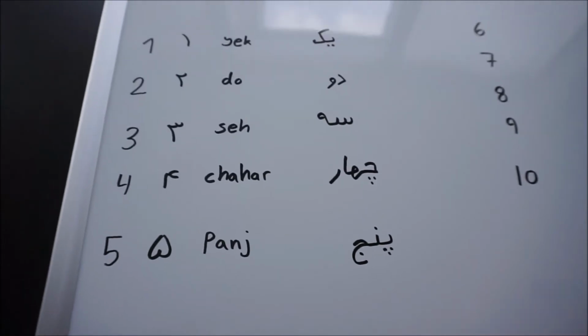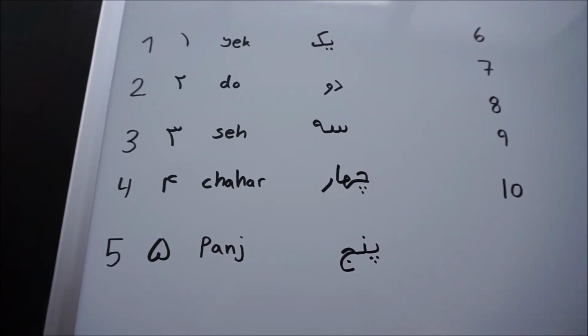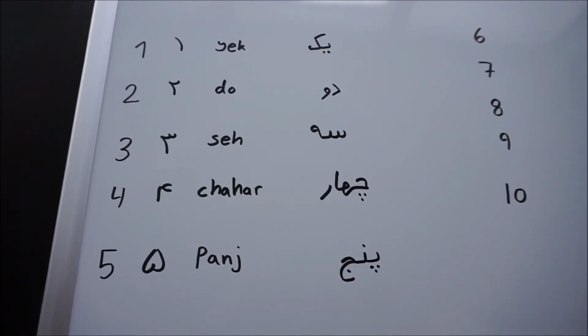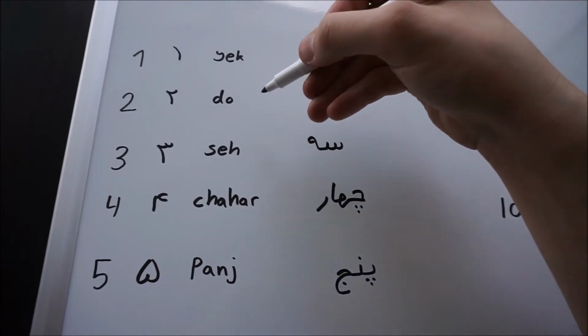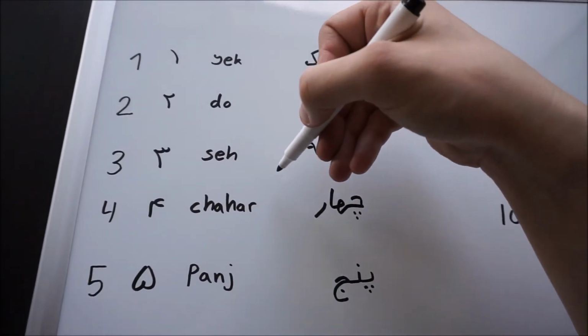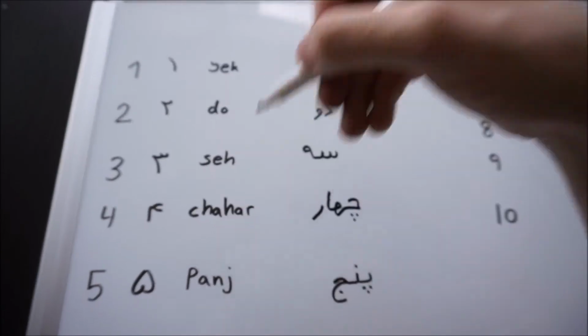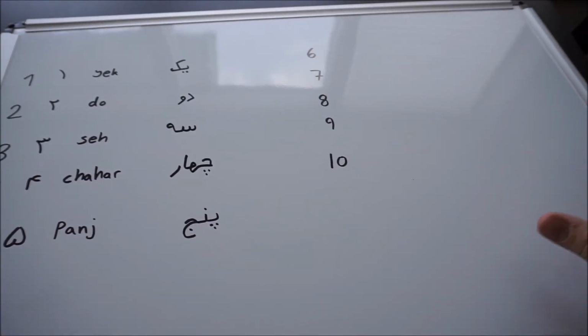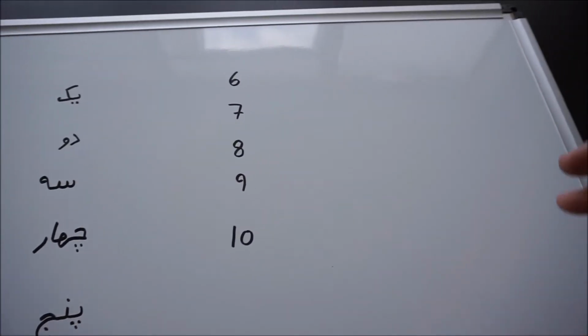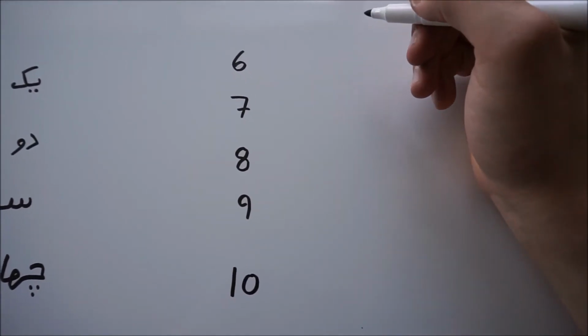So we're now halfway through the first 10 numbers in the Persian language. So let's repeat them. Yek, do, se, chahar, and panch. So let's just continue right on with the next 5 numbers. The first one here is number 6.